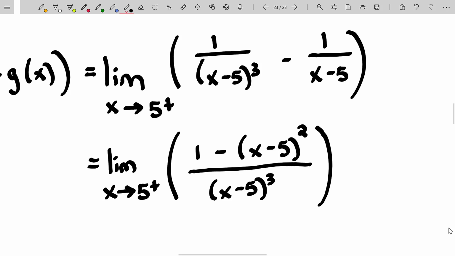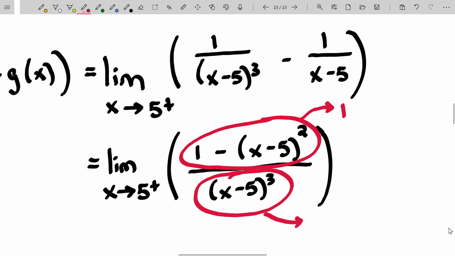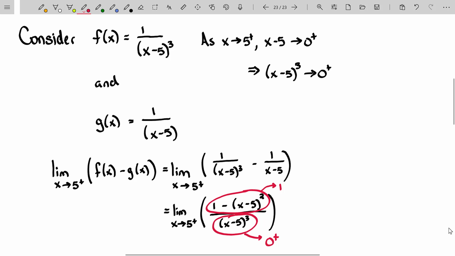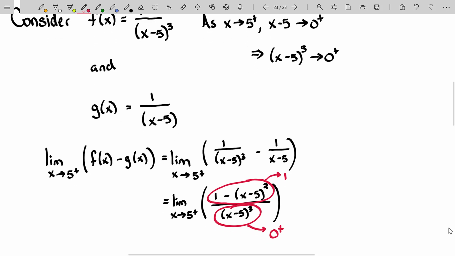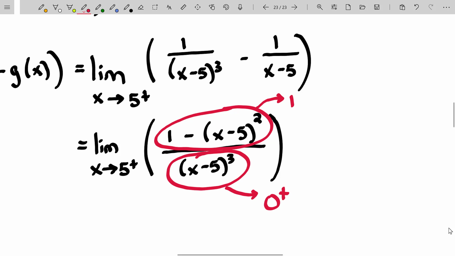But now if you take a look at this limit, as x approaches 5 from the right-hand side, this will approach 0 from above, but that'll be basically 1 minus 0 in the numerator, and so the entire numerator will approach 1, and the entire denominator will approach 0 from above. That's from our earlier work, where (x minus 5) cubed was approaching 0 from above. And so this fraction approaches 1 over 0 from above, or in other words, positive infinity.